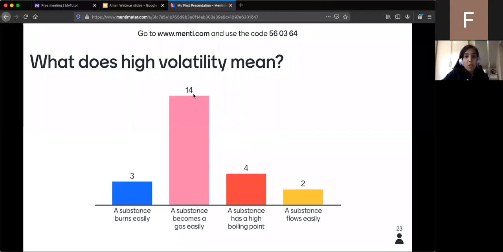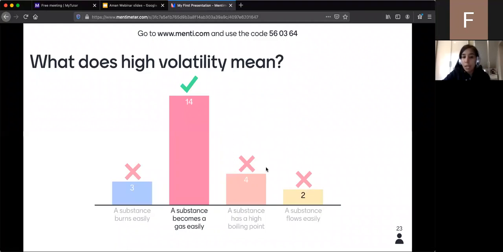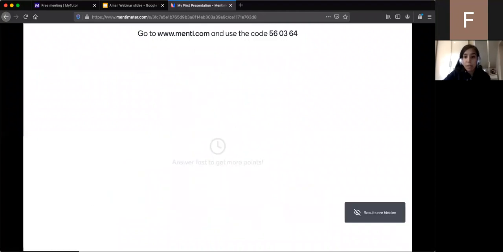Good. So high volatility means that a substance becomes a gas easily. Well done. Flowing is about viscosity. High boiling point doesn't really have a word for it. And burning is flammability. So volatility is a substance becoming a gas easily. Well done. Okay. The next question should be coming up on the screen.